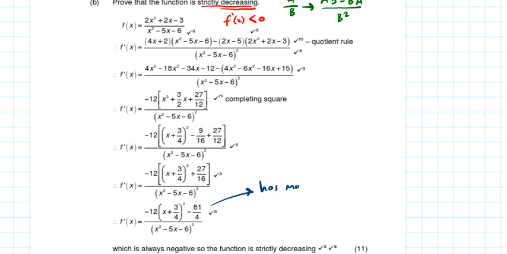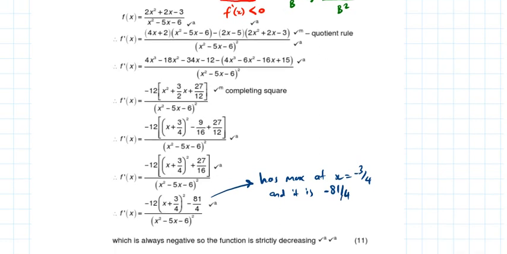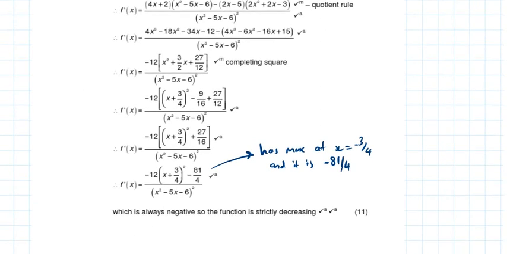So it has a turning point, I can just say, has a maximum at x is equal to minus 3 over 4, and it is what? Negative 81 over 4. So it's always negative because its maximum is there. Or basically we can just say it has range y less than or equal to minus 81 over 4. So the numerator is always negative.